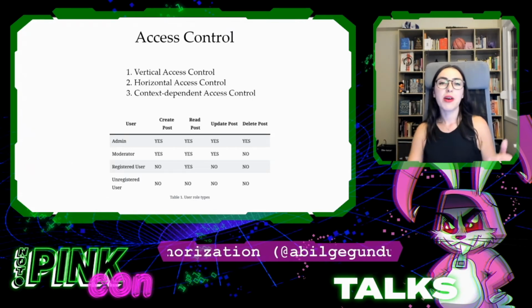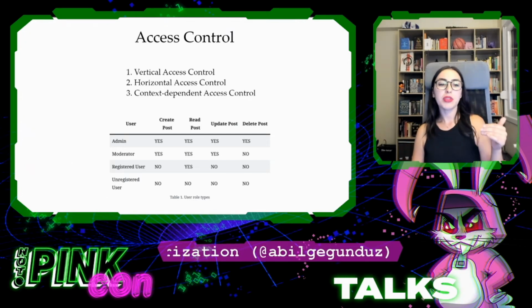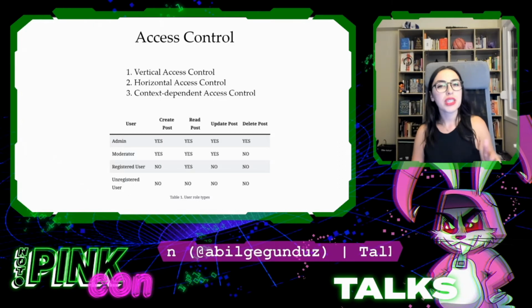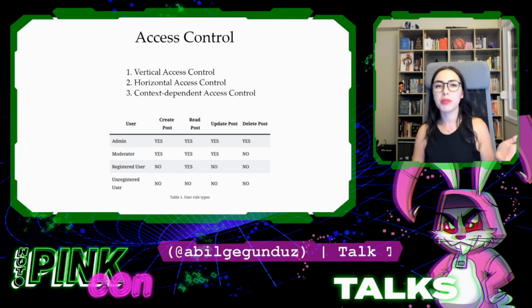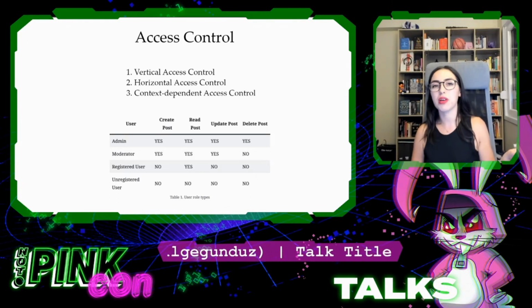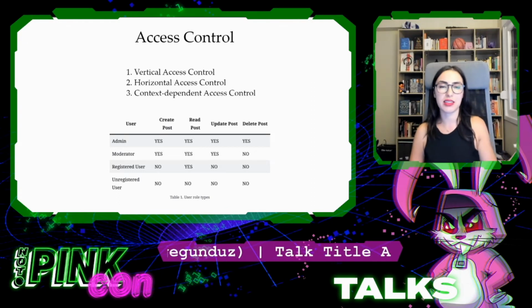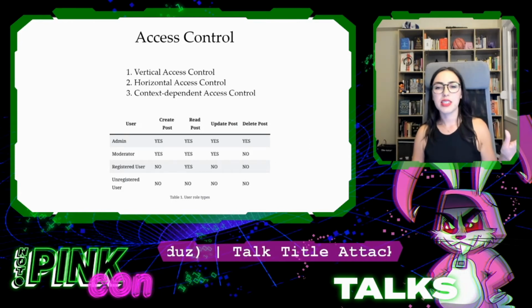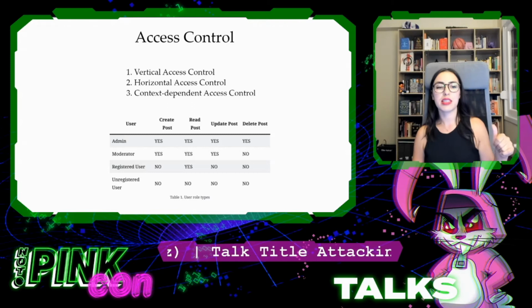So if our registered user is able to create a post, for example, then we have a problem with vertical access control, and we may talk about insecure direct object reference at this point. So, now that we are clear about vertical access control, let's talk about horizontal access control.